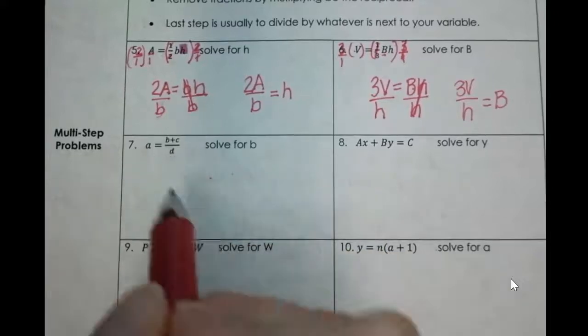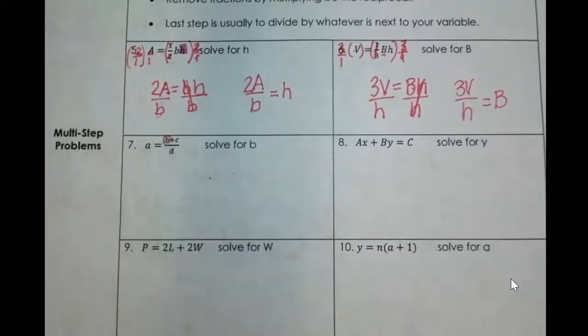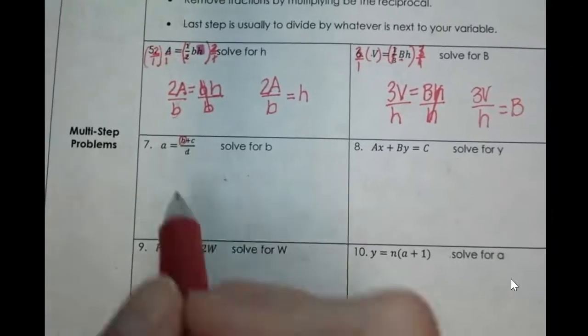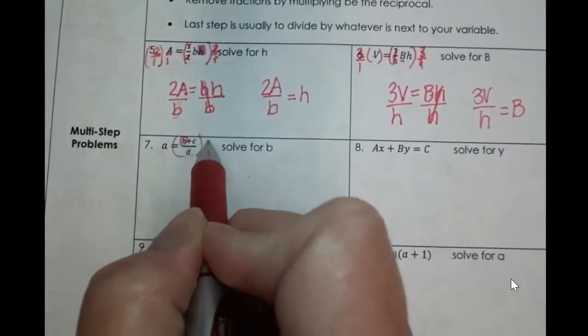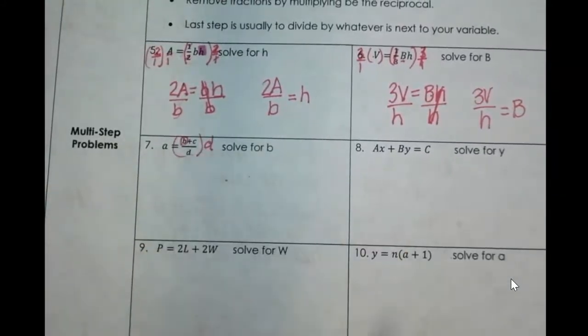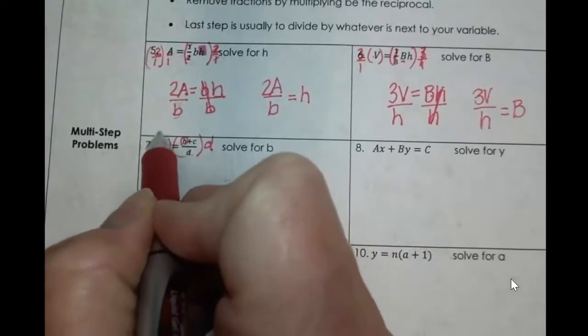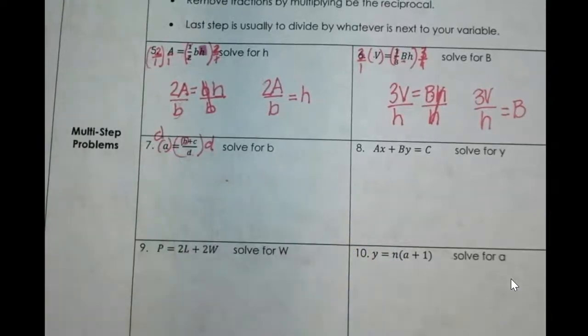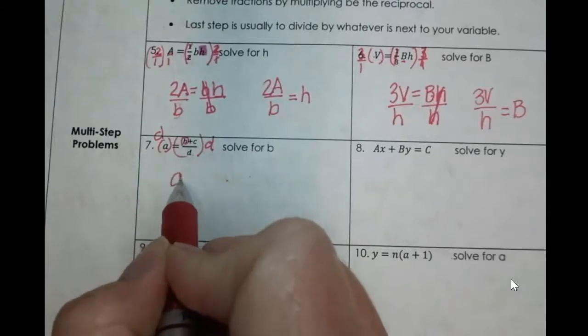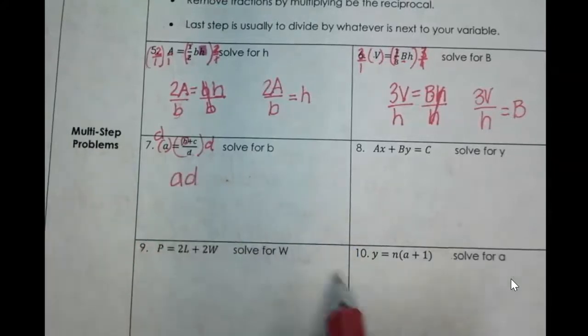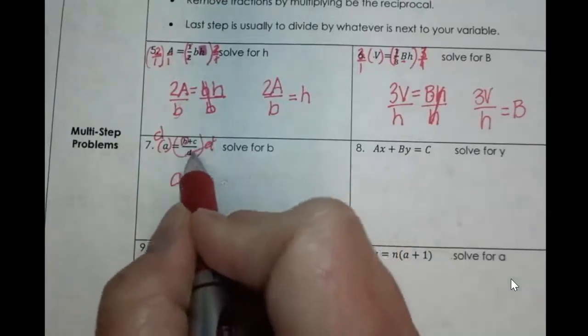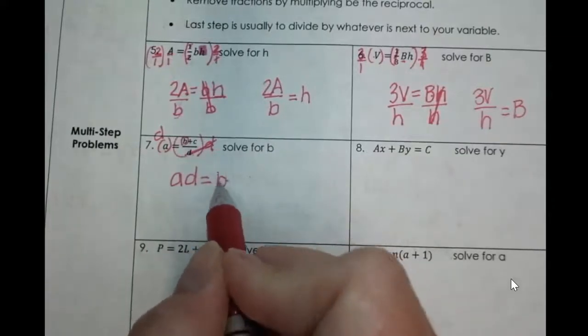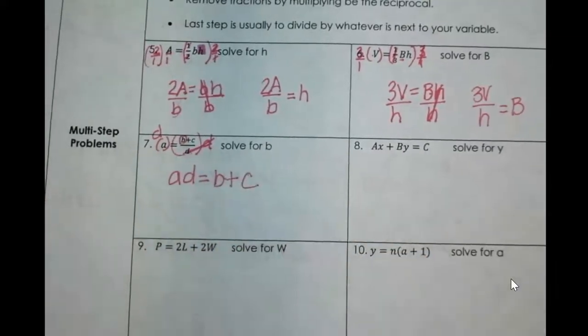The denominator is d. I'm trying to get b by itself. There's b. That's who we want all alone. So let's get rid of the d first by multiplying by d. Remember, if you multiply one side, you have to multiply the other. A times d is ad equals, and those d's canceled, b plus c.